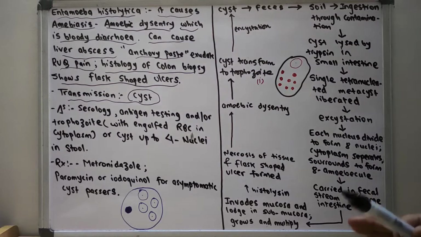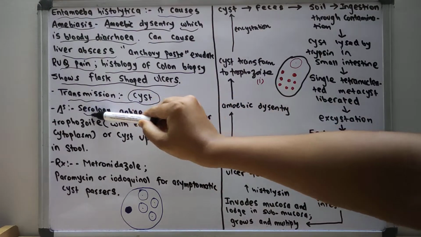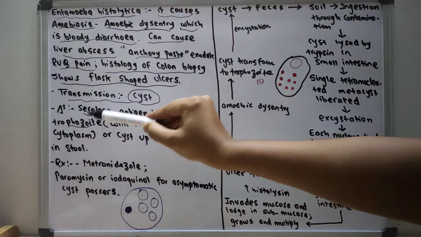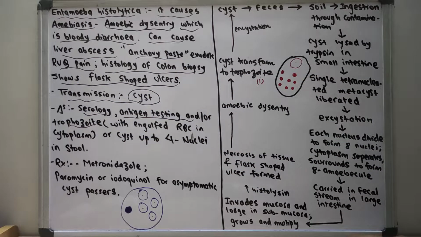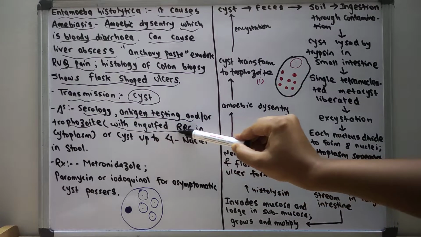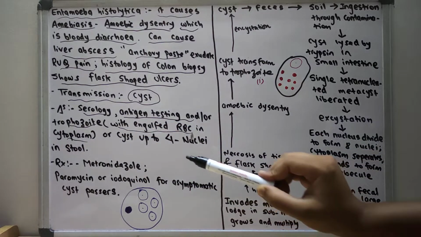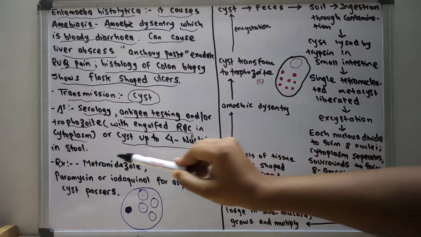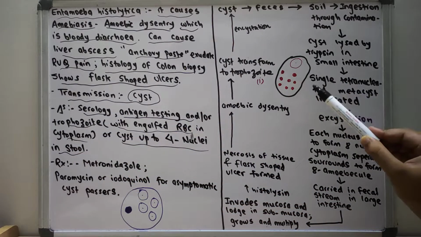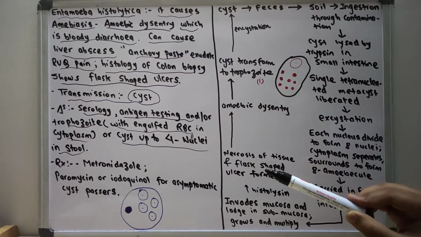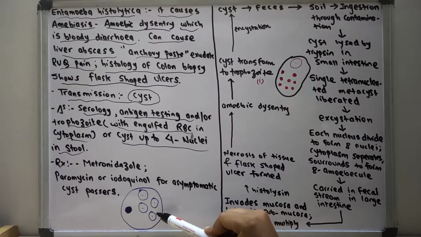And how do we diagnose this amoebiasis? So we can do serology, we can do antigen testing, and we can directly visualize the trophozoite in our stool. In the trophozoite you can see it has engulfed RBCs in the cytoplasm, or you can also see the cyst with up to 4 nuclei in the stool. So you can see in this figure the trophozoite, and the trophozoite has engulfed the RBCs, and here we can see the cyst.